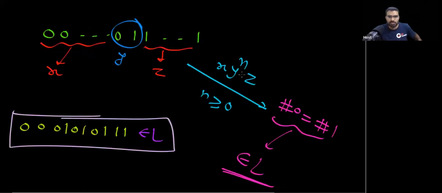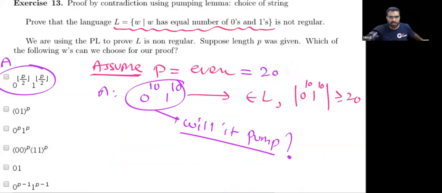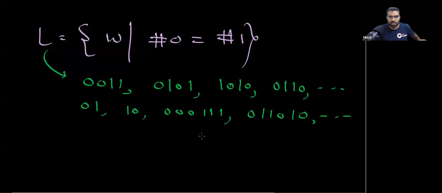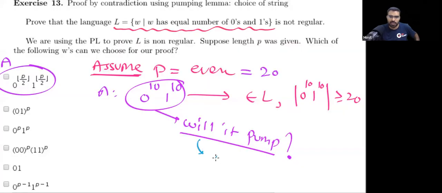So here you can notice, if you repeat this y any number of times, the resulting string will have an equal number of 0s and 1s. So the resulting string will belong to L. So I can say this string is pumping. Will this string pump? The answer is yes, this string is pumping. So if this string is pumping, will it help you prove non-regularity?